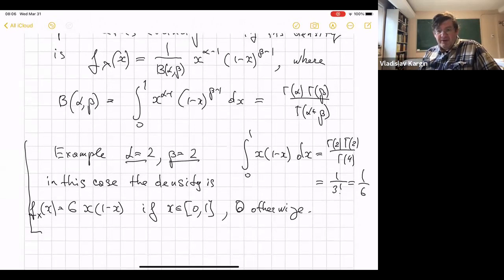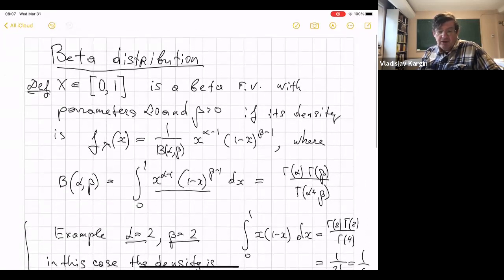Now, another very special case. This is example 2. A special case when alpha is equal to 1 and beta is equal to 1. In this case, if you look at the formula, you see x to the power of 0 and 1 minus x to the power of 0. So it's just equal to 1, right? x to the power of 0 is 1, and 1 minus x to the power of 0 is also 1. So in this case it's a constant density.